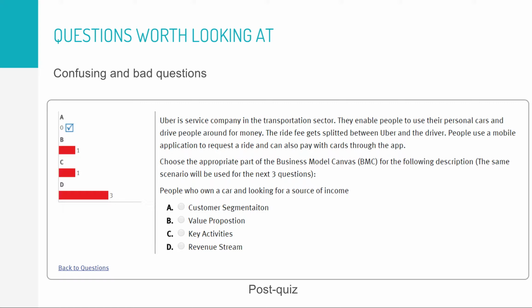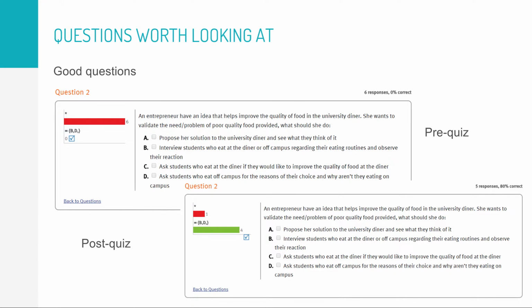Looking at our assessment questions, we were able to identify individual questions that are confusing, where most participants answered them wrong, favoring one of the wrong choices. On the other hand, we also saw some good questions that clearly showed learning. Most learners answered wrong in the pre-assessment, while choosing the correct answer in the post.